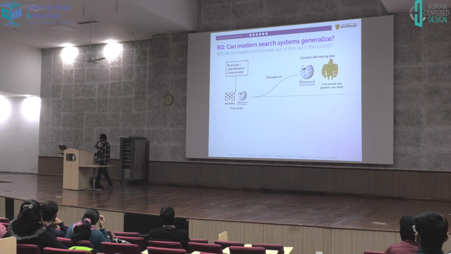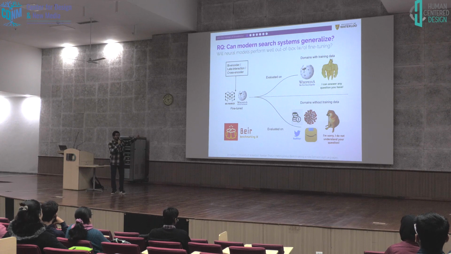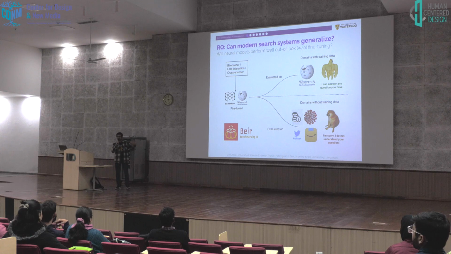But what we want to evaluate is domains without any sort of training data. You have these models which are fine-tuned on Wikipedia, but now I want to see how well this model performs if I go and try to search something about COVID-19, whether, during the pandemic, I should wear masks or not, or something similar, or on Amazon, where you're trying to find recommendations for purchasing some items. So do these retrieval models work well for different domains?